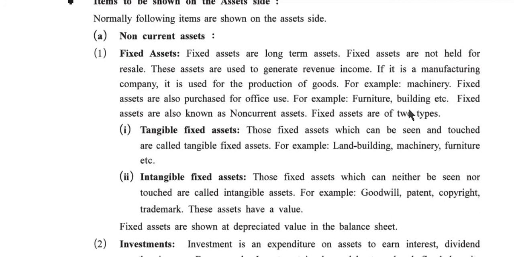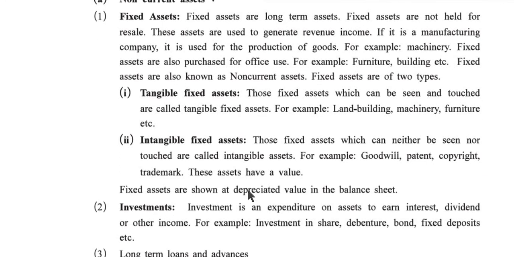Fixed assets are of two types: tangible fixed assets and intangible fixed assets. Tangible fixed assets means those fixed assets which can be seen and touched. For example, land and building, machinery, furniture, etc. We can see and touch these assets. It is called tangible asset. Intangible fixed assets are those fixed assets which can neither be seen nor touched. For example, goodwill, patent, copyright, trademark. These assets have a value. Fixed assets are shown at a depreciated value in the balance sheet.